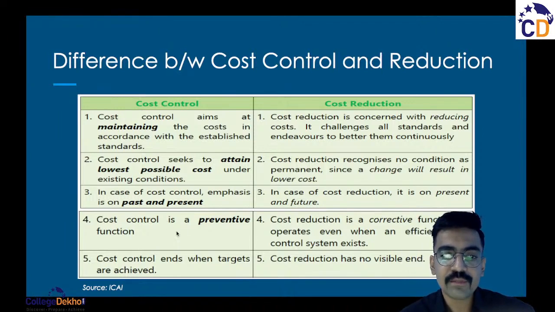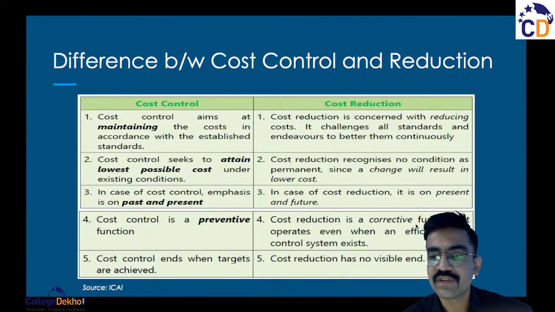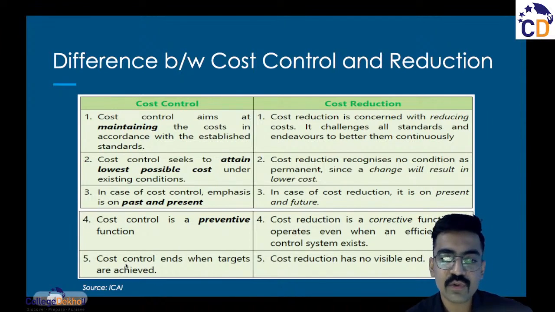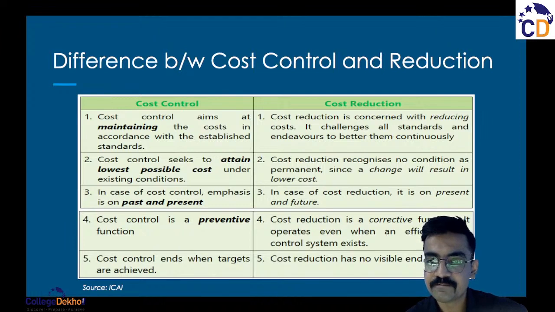Now cost control is a preventive function, and since it is preventive, the increase in cost is prevented, right? And cost reduction is a corrective function. It is in a way the cost going back in order to increase the profit margin of the company. Now it operates even when an efficient cost control system exists, right? Cost control ends when targets are achieved, and cost reduction has no visible end.